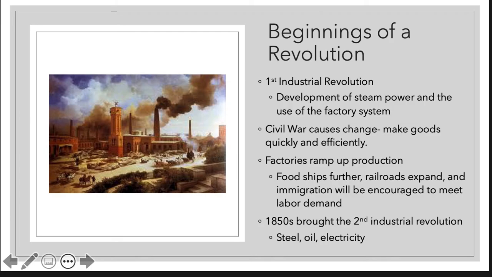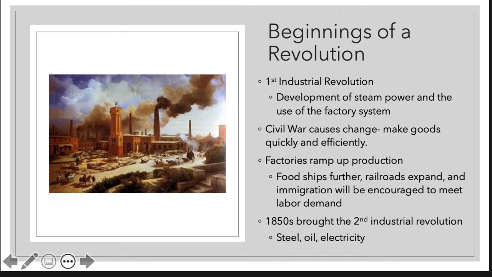The first industrial revolution that we talked about relied heavily on steam power for steamships, factories, things like that, and the beginning of the factory system. The point in time that we're talking about now comes after the Civil War. The Civil War causes this change in industry because it demanded a need for goods to be made quickly and efficiently. Remember, think of the North. That's where the industry is going to be.